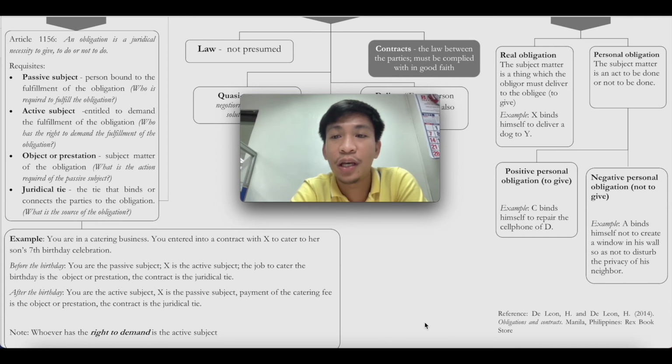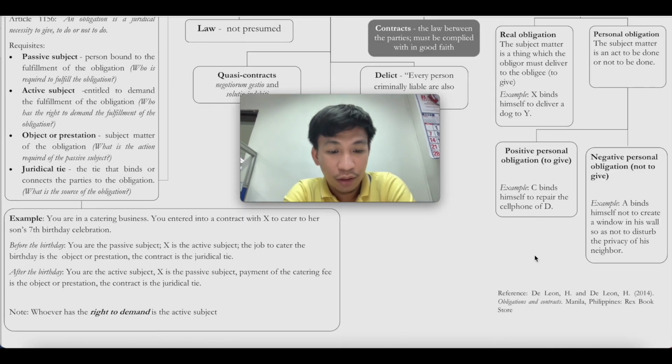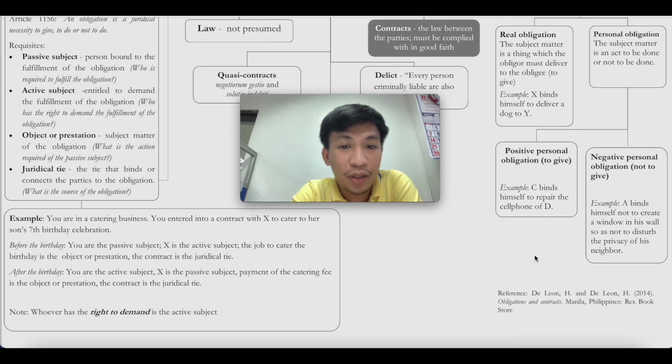We have real obligation, or the obligation to give, and personal obligation, or the obligation to do or not to do. Again, sorry about the mistake there in the handout. So let's try to figure out the example below in order to summarize our learnings in this lesson. So you are in a catering business.